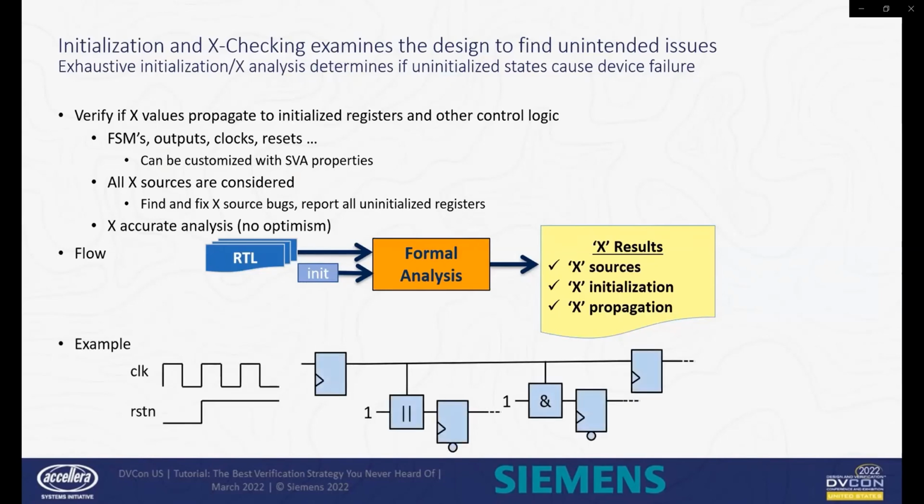Here is an example of a design which contains registers without resets, which might be part of a data path, and registers that have been reset, which would be part of control logic. Part of the analysis can identify the registers that don't have a reset.